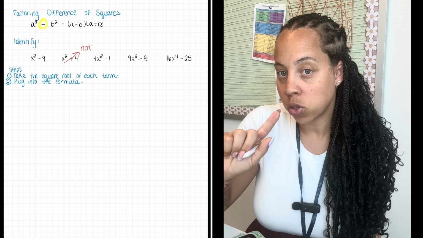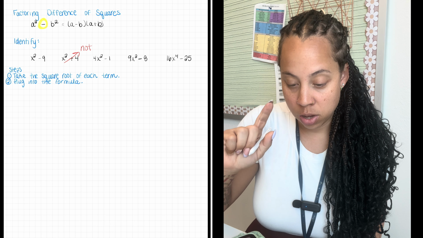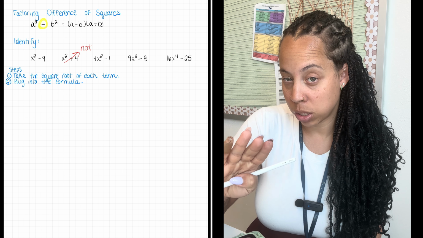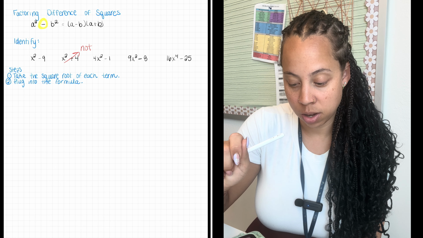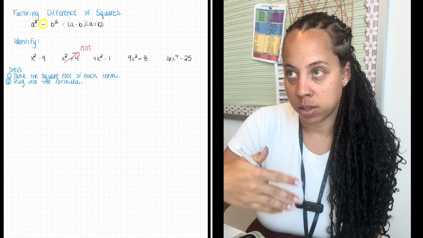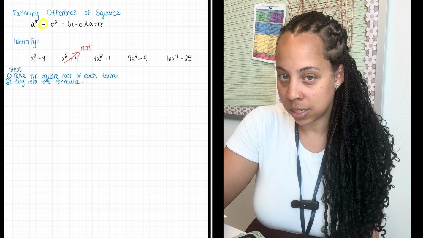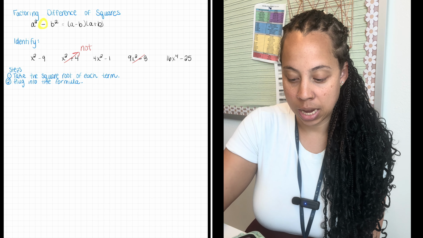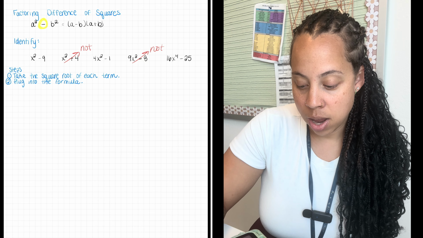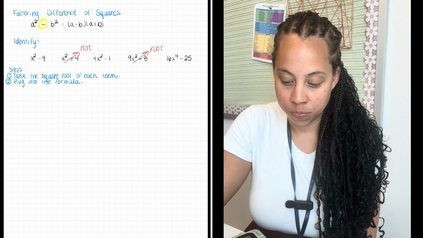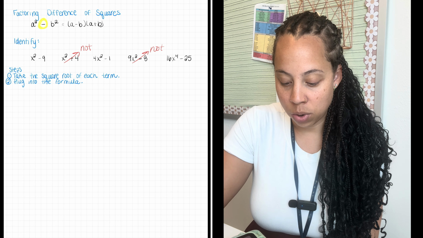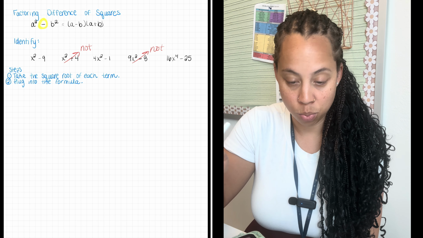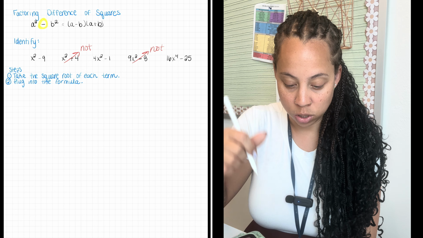And we also need perfect squares. So we know x squared is a perfect square, 9 is a perfect square, 4 is a perfect square, 1 is a perfect square. 9 is a perfect square because 3 times 3 equals 9. 8 is not a perfect square. We cannot multiply two whole numbers to get 8. So this one is also not the difference of squares. Okay, so now we have three equations that we will practice using difference of squares for.